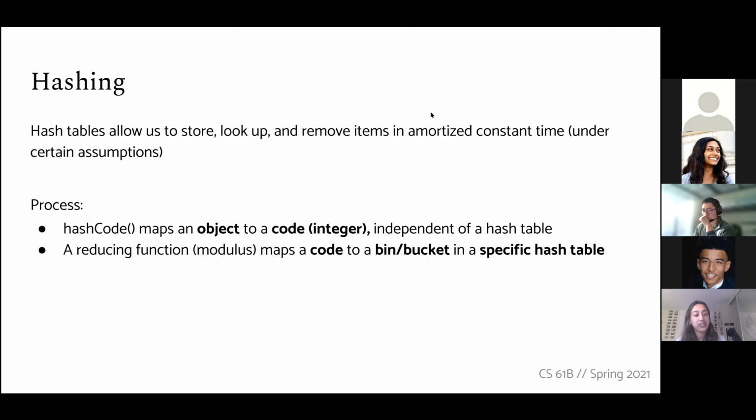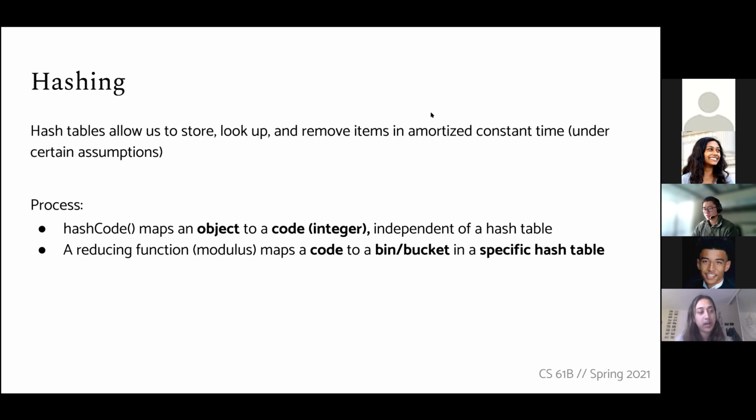And a reducing function, which is usually a modulus function, will map the code to a bin or bucket in a specific hash table. Modulus will essentially allow you, if you have a huge number, to reduce that to a smaller number, which will correspond to a specific bin in your hash table.